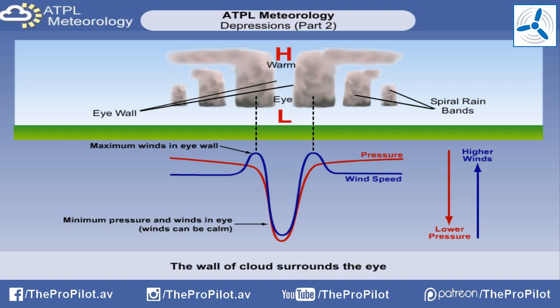There is a vertical wall of cloud enclosing the eye, from which bands of cloud spiral out. The strongest winds and most violent weather can be found within this wall. The sector of the wall where this is at its most extreme is where the rotating winds are travelling in the same direction as the storm itself.